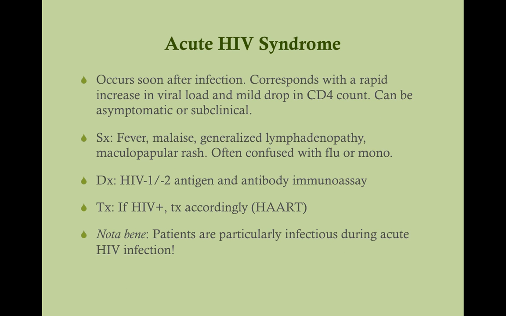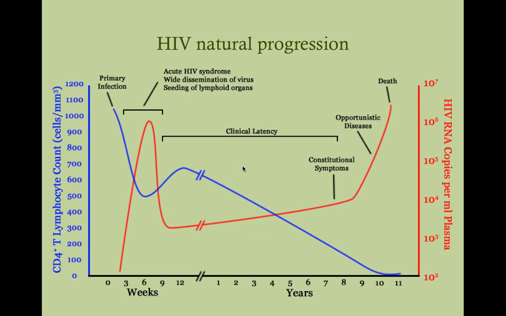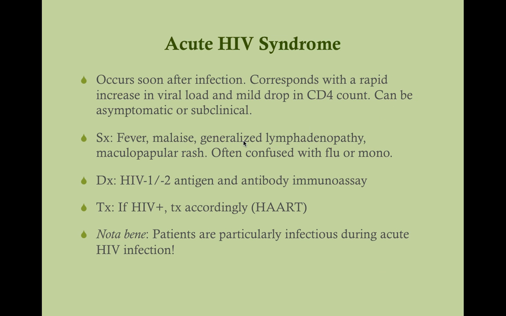So acute HIV syndrome. This is difficult. This occurs soon after infection, and it corresponds to that point where they have a rapid increase in their viral load count and a drop in their CD4 count. And this is often asymptomatic. And when it does have symptoms, it looks a lot like the flu or mono, some kind of viral illness that it's really not that bad. And so a lot of patients won't even come in. They might not even realize they have anything.